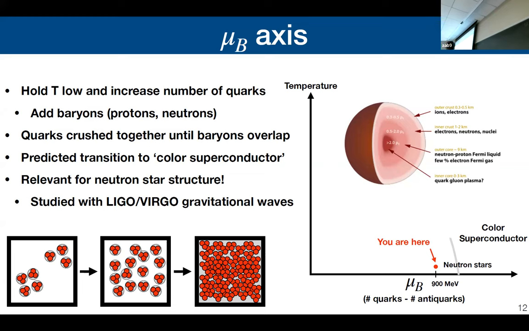And when the baryons touch each other, the concept of a baryon, the package that's color neutral, doesn't really make sense anymore. It's more of a collective system. This is actually a predicted transition to a phase of matter known as the color superconductor. This color superconductor has been studied a lot theoretically, but we can't experimentally access it. But it's relevant for studies of neutron star structure, where you have a lot of neutrons crammed together. And what's interesting is that very recently, with neutron star inspiral detections from LIGO and Virgo, we might be able to actually study the structure of neutron stars with gravitational waves. So we might be able to put constraints on the phase diagram at this point.